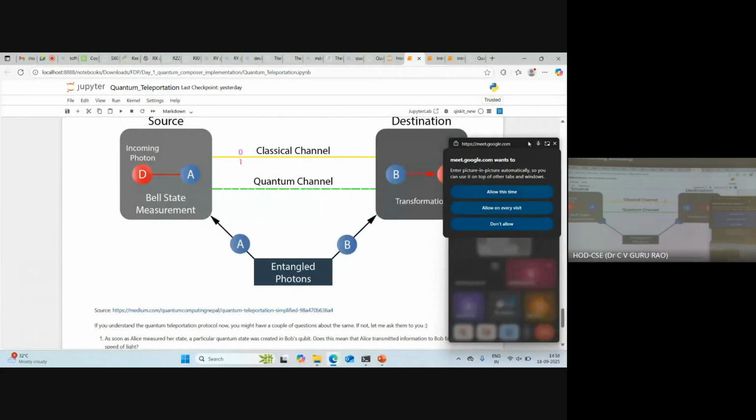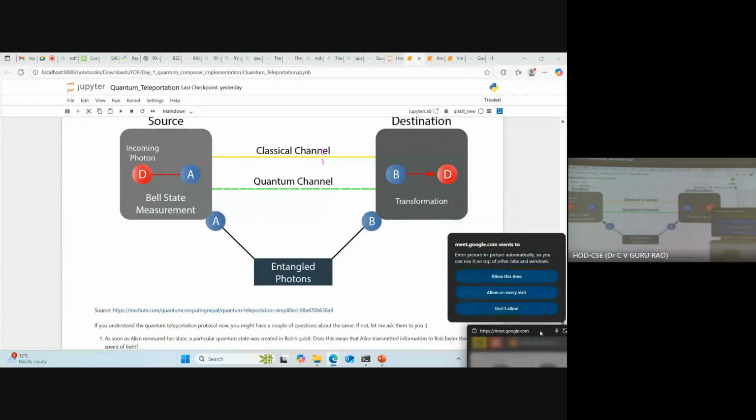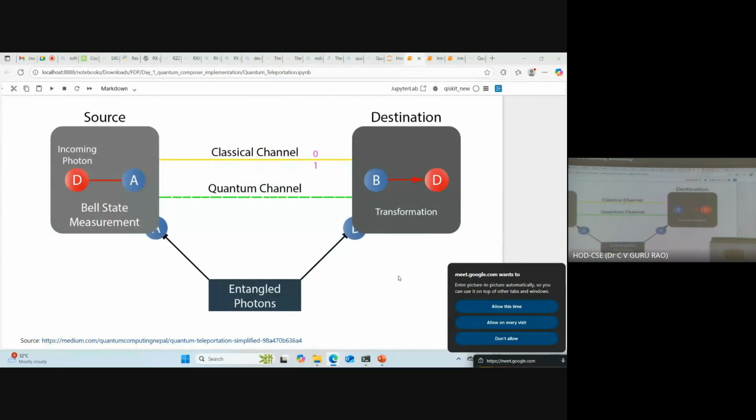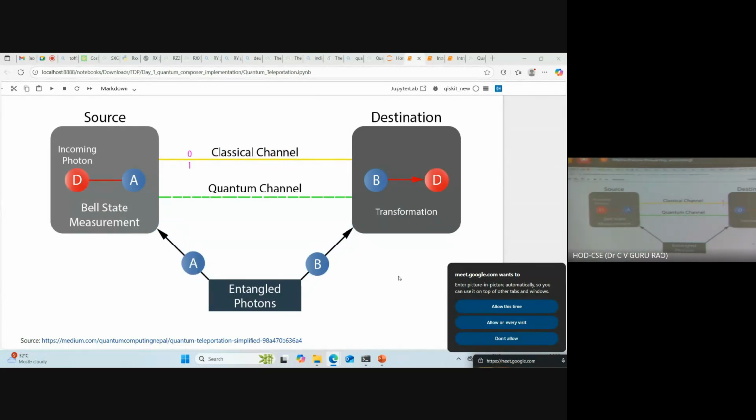So this is the basic teleportation working. There is some source over here, an entangled photon source, which is generating entangled photons and transmitting them to two different locations. One is the source, another one is the destination. So A is going over there and B is going over there. Now they have shared a Bell state. A Bell state is the 2-qubit maximally entangled state. So they have shared that particular state.